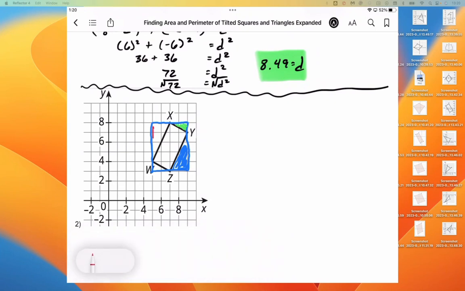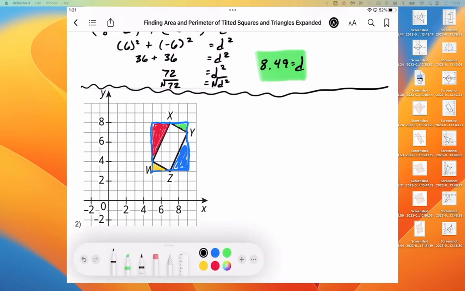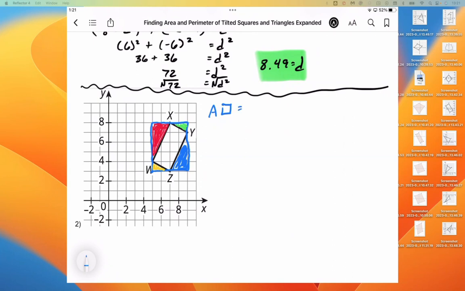So I do see that the red and the blue triangle are going to be the same. They're going to be congruent, and the green and the yellow triangle are also going to be congruent. So for the blue rectangle, we have 4 times 5, and so we've got 20. And then the area of the blue triangle, 2 by 4 is 8, divided by 2 is 4.